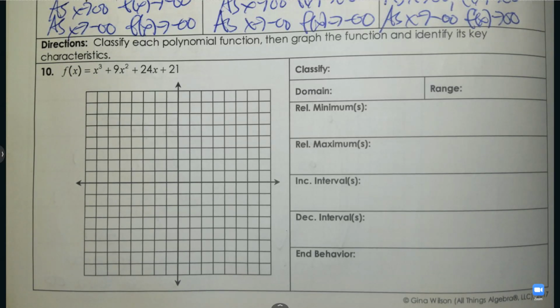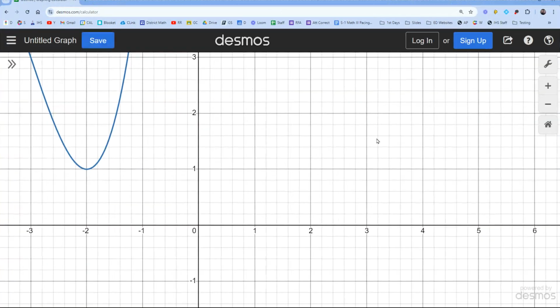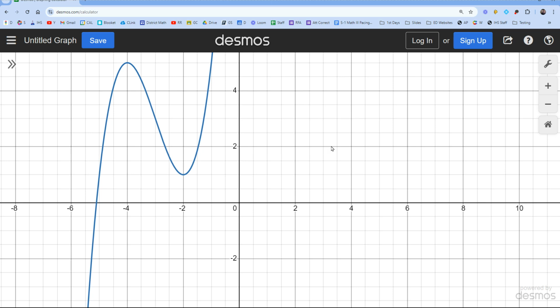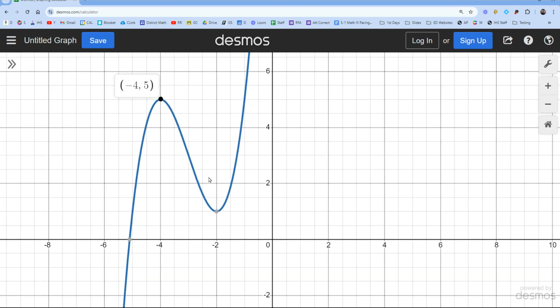Okay. So let me move this over. So I want to make sure I see all the turning points. So beautiful turning points again. I love that. So this is a cubic because the degree is 3. Our minimum is at -2, 1. That's beautiful. 2 to the left, 1 up. I'm going to put it on my graph right away. The maximum is at -4 and 5.